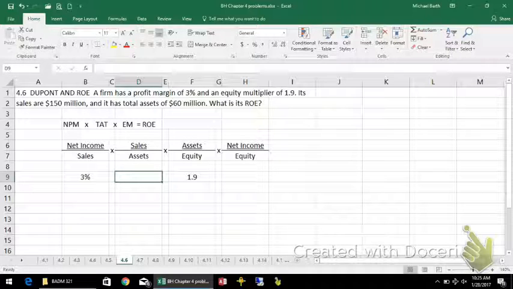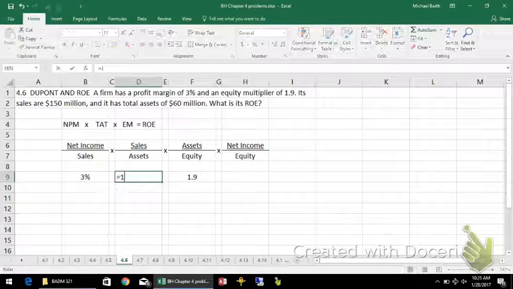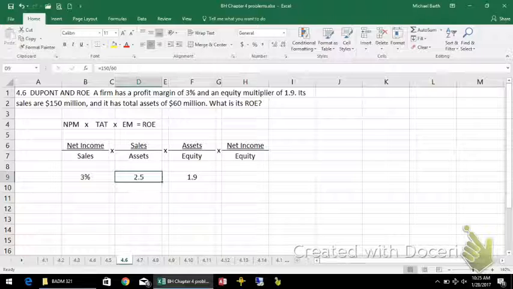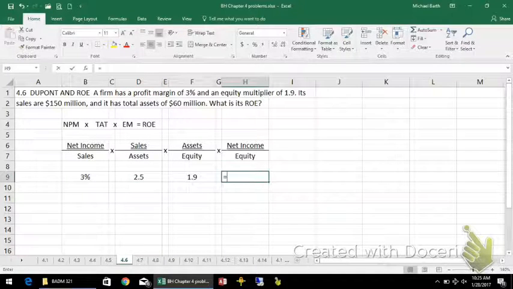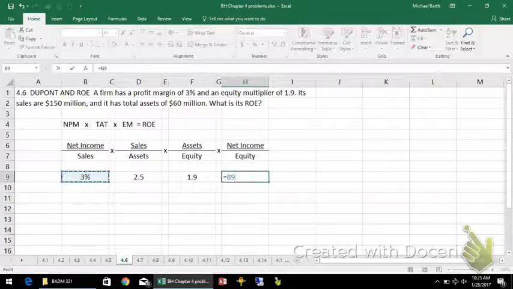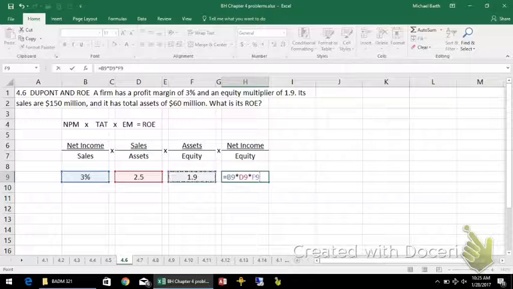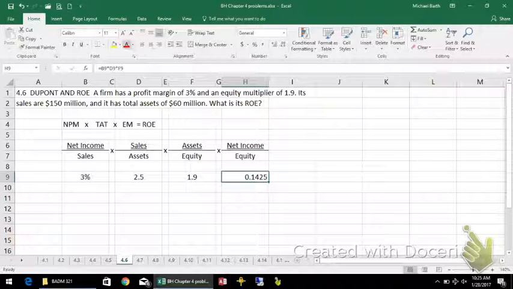So sales of 150 divided by total assets of 60 gives me the sales per dollar of assets, or total asset turnover ratio, of 2.5. Multiply those three numbers together, 3% times 2.5 times 1.9, and I have the return on equity ratio of 14.25%. And that's your answer.